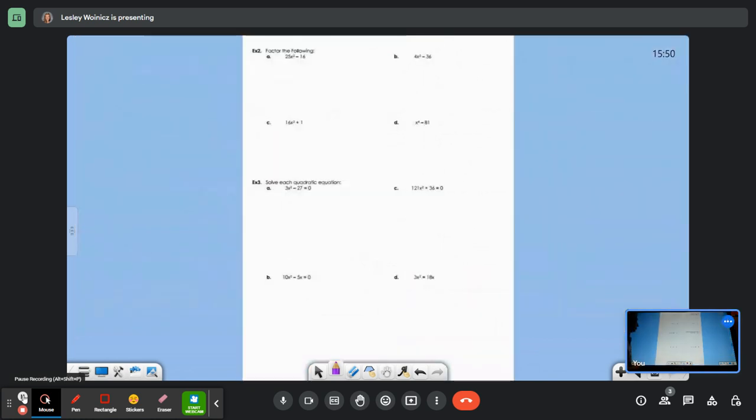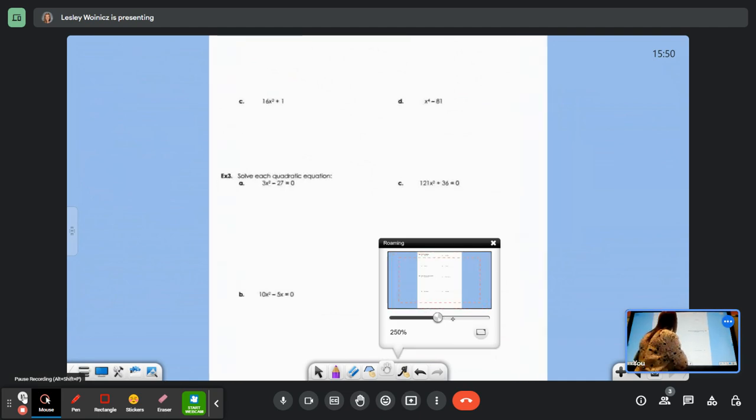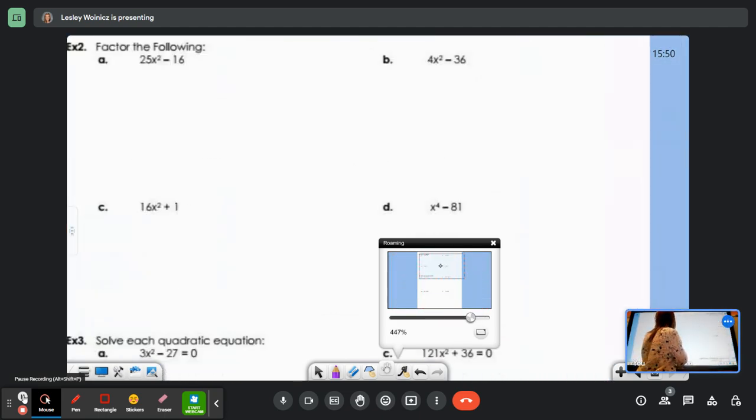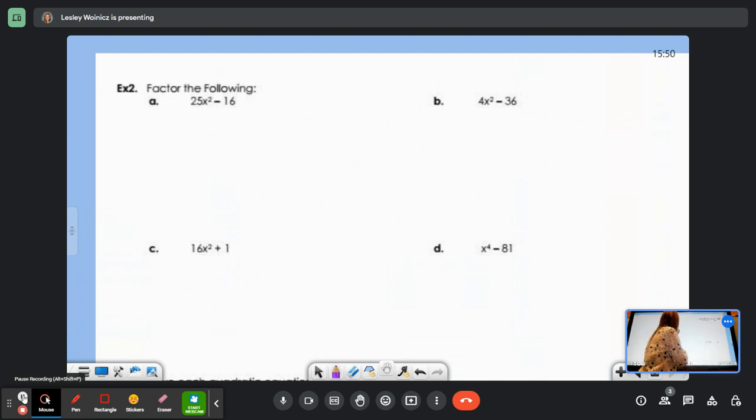All right, here we go. Let's look at the back. All right, these are some problems that we have to factor. So for A, I see that they are both perfect squares and they're being subtracted. So I can get my parentheses ready. I know it's going to be a plus and a minus. I can do square root, and I get 5x plus 4 and 5x minus 4. And I'm done.